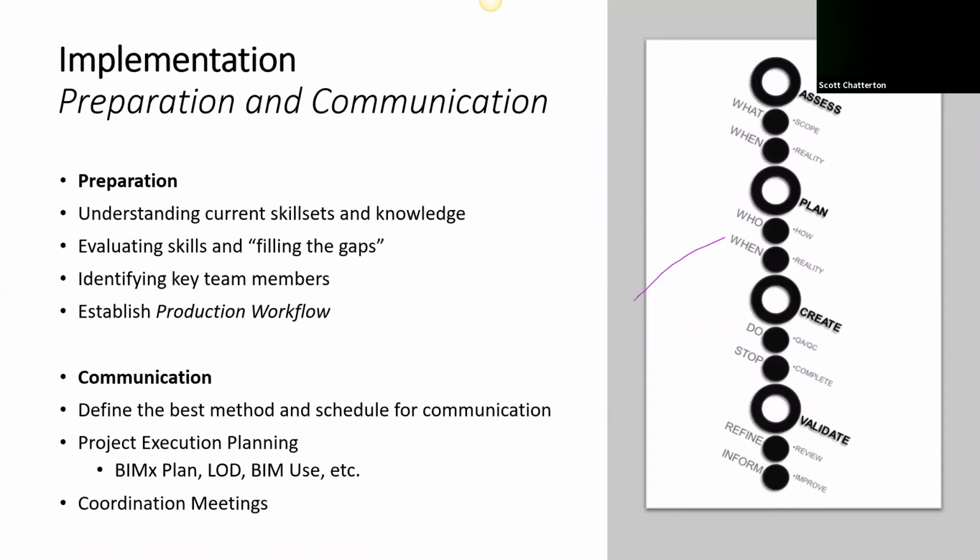Implementation comes down to being prepared and communicate. So understanding the skill sets and knowledge of your staff, filling the gaps of what they don't know. So once you've identified those gaps, providing them with the resources to learn them. Identify your key members, your rock stars that take a leadership role around BIM, and then establish a production workflow. That has really been key, is identifying and modifying and changing the workflow according to the adoption of BIM.